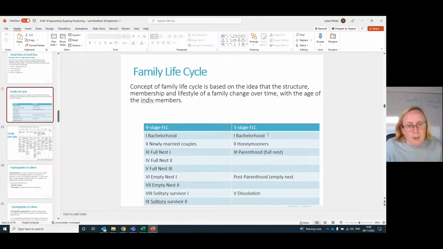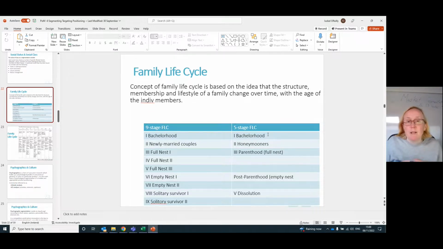In the newer version, there are 3 stages of full nest, and obviously full nest 1 is when all the kids are young, and then full nest 2, they're at the kind of mid stage, or some of them maybe are spread across. So full nest 1 is the start of having kids, having preschoolers and so on, perhaps starting national school. Full nest 2, they're progressing through the school system.